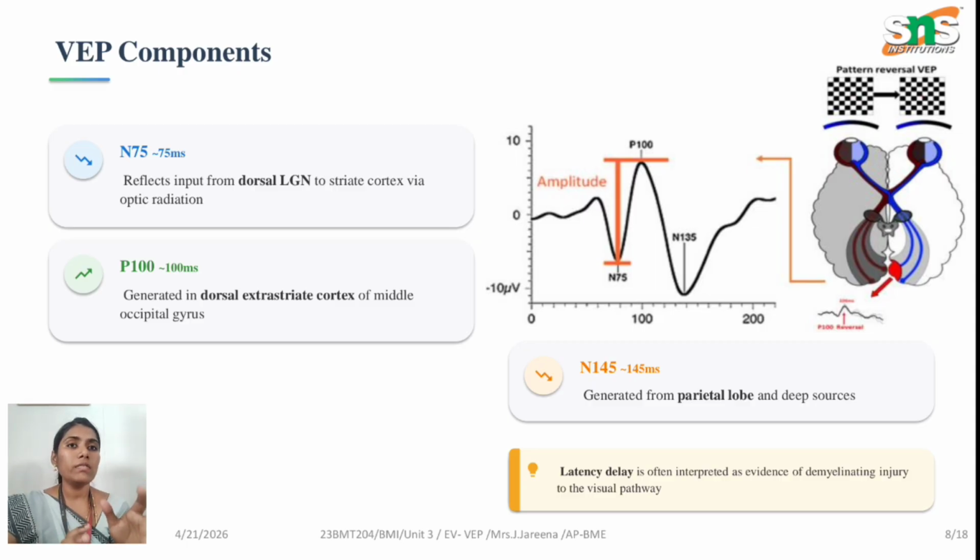That is the reason we record three different components in VEP recording: N75, P100 and N135. Among these, the P100 gives the clearest picture of how the occipital sensory area of the brain, especially the occipital region, is working.